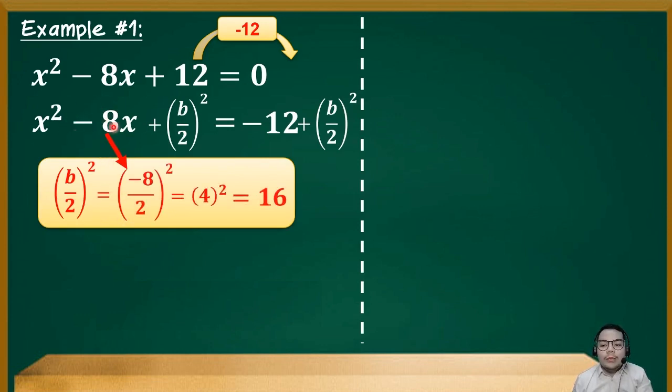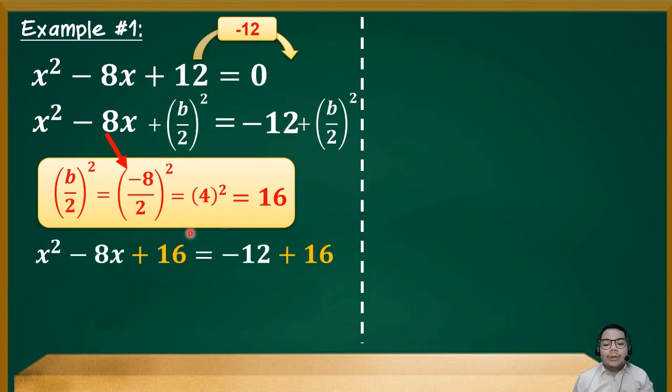Since b will be equal to negative 8, we bring down that negative 8 and substitute it to the value of b. So we have negative 8 divided by 2 quantity squared. Negative 8 divided by 2 is 4. If you square that 4, the answer is 16. So all we need to do is to add 16 to both sides of the given equation.